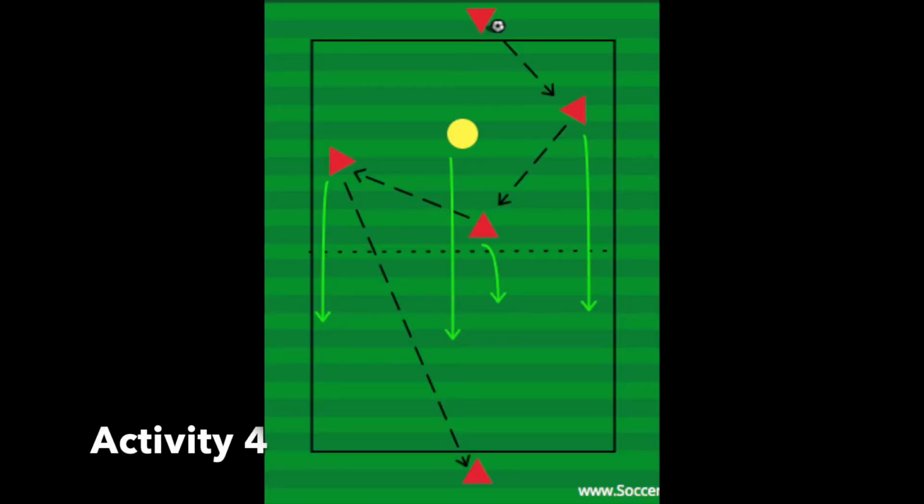In Activity 4, the field is now set up to be 20 yards long by 10 yards wide. There are 2 target players at each opposing end of the field. There can be 1 to 2 defenders and then 3 attacking players.